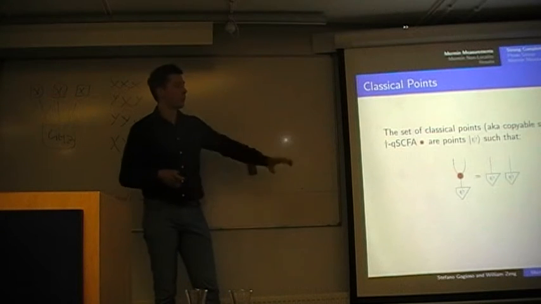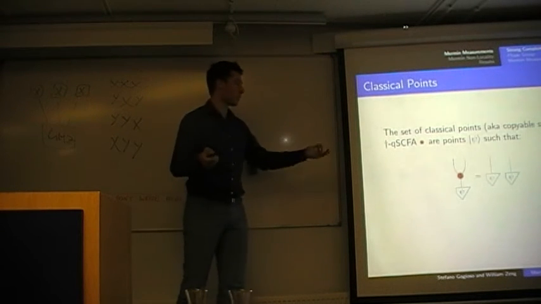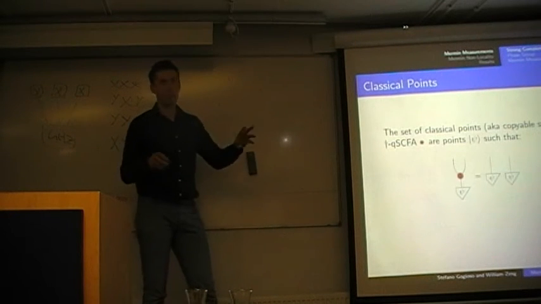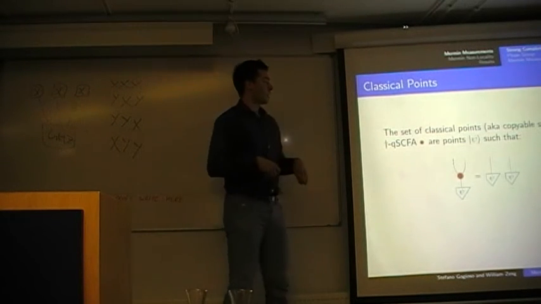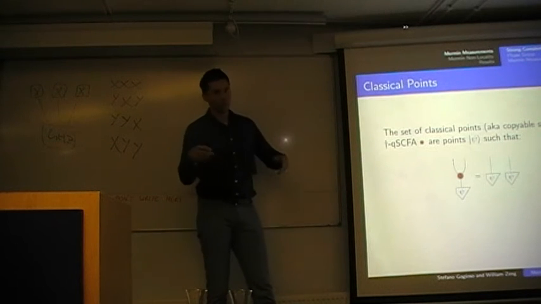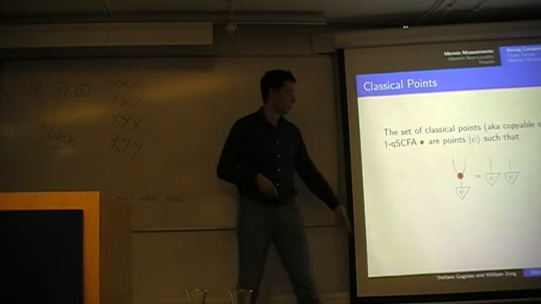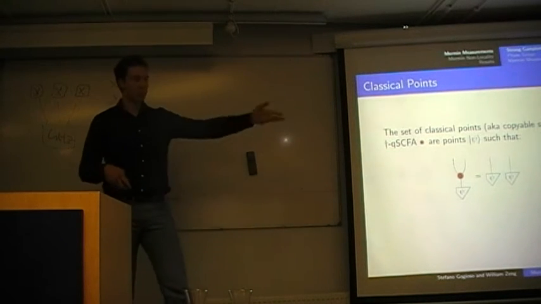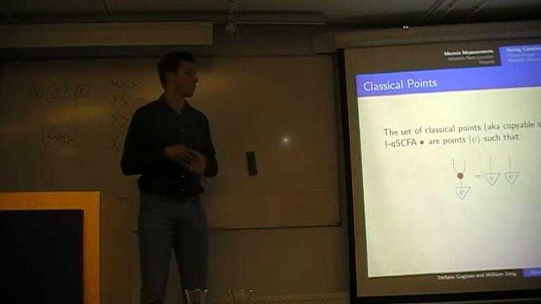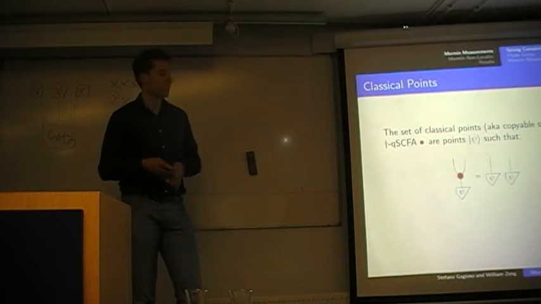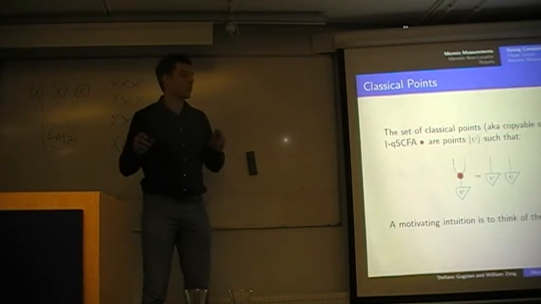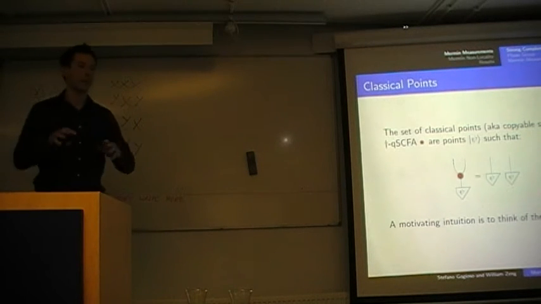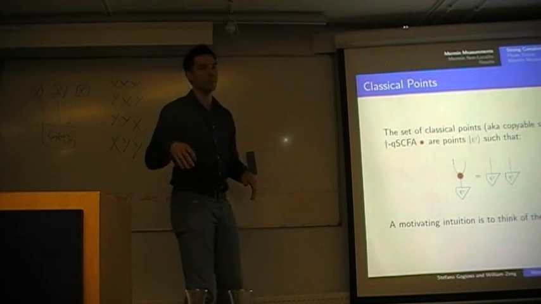Right, so if you've got one of these generalized bases, we'll draw them with different colors. The green one is one basis, the red one is another basis. So if we've got one of these generalized bases, then the set of classical points, also called copyable states, are states which are copied by the comonoid, or also just completely deleted and ignored by the co-unit. And in some sense, a motivating intuition is to think of these as the basis elements, though they don't always obey in abstract theories everything that a basis does in FHilb.